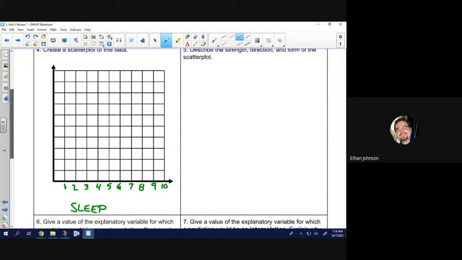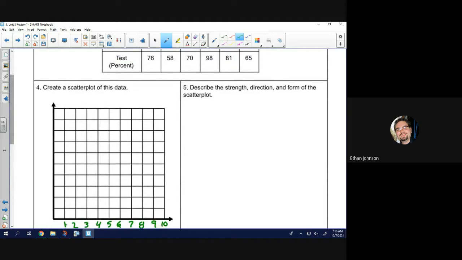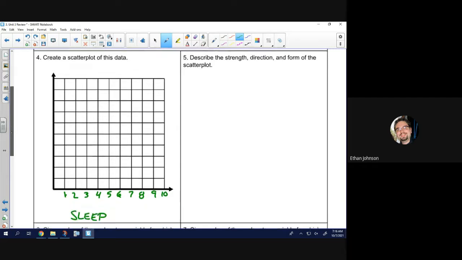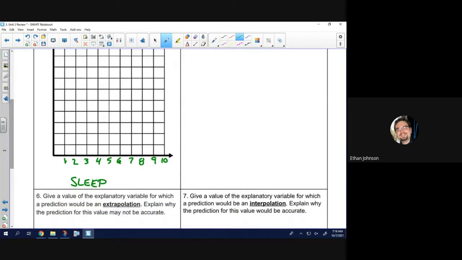Our y-axis is percent, or their test score, and that's a lot higher. In fact, the smallest one is 58, and once again, we only have 10 lines. So remember, we have the ability to put in that heartbeat thing to show that we're scrunching up those numbers and not starting at 1.